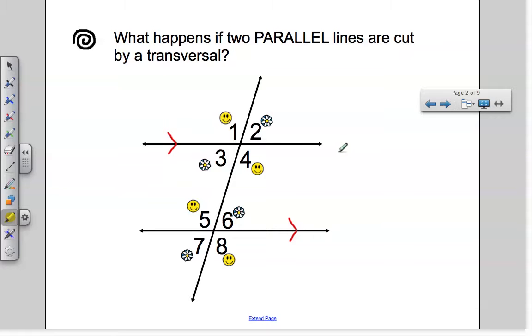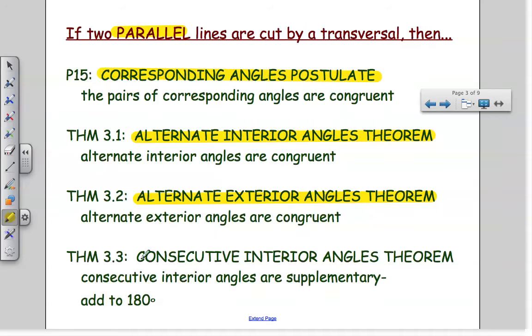What about alternate exteriors? Remember, they're totally opposite on the outside, like 1 and 8, marked congruent, both get the smile face. 2 and 7, yes, alternate exteriors, congruent, marked with a flower. The only thing on here that's a little bit different is consecutive interior angles. This theorem is not saying consecutive interiors are congruent. Consecutive interior angles are supplementary. And remember that supplementary means they add to 180 degrees.